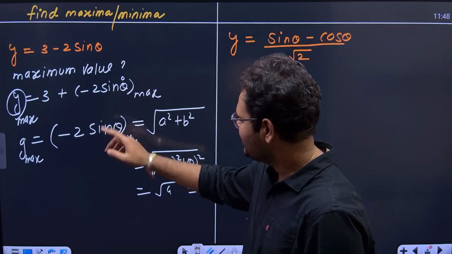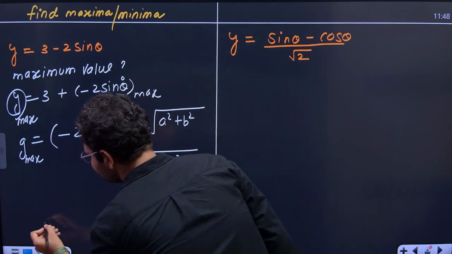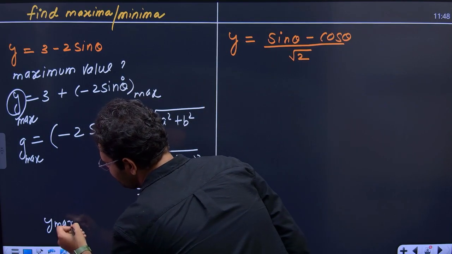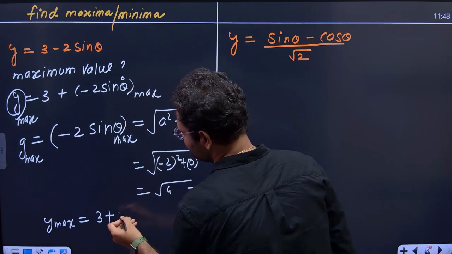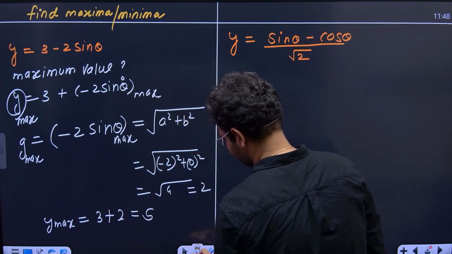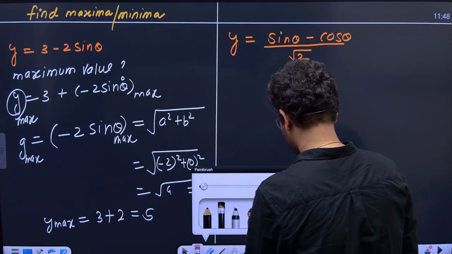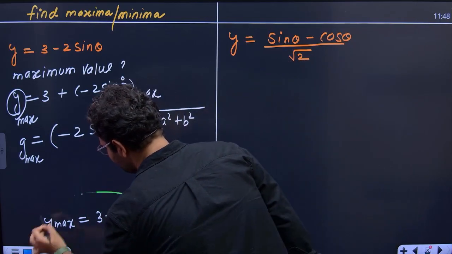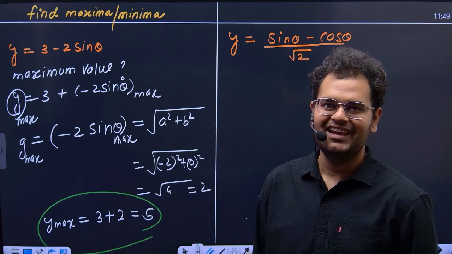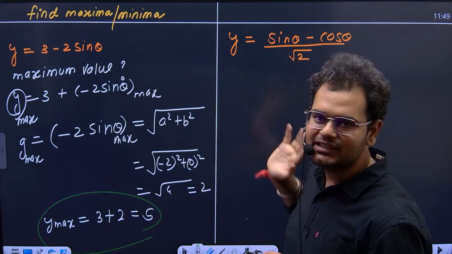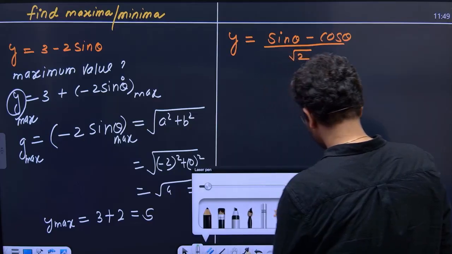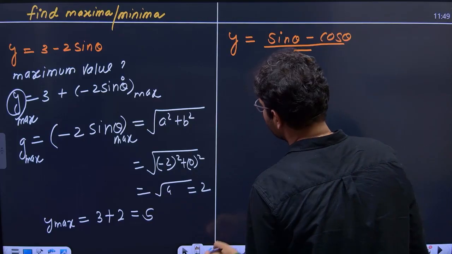So once you got the maximum value, you substitute here. So I will say y maximum is nothing but 3 plus, what is the maximum value of that function? 2, which is equal to 5. Are you getting it? So finally I got the answer to the question. Very simple funda, nothing is difficult in this. Check this. So without differentiation, we are going to solve the question here.